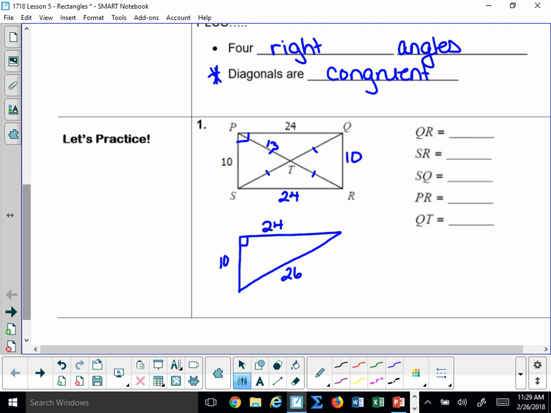Let's see. I think that's all I've got at this point. So let's fill stuff in. QR is 10. SR is 24. SQ is 26. PR is 26. And QT is 13.